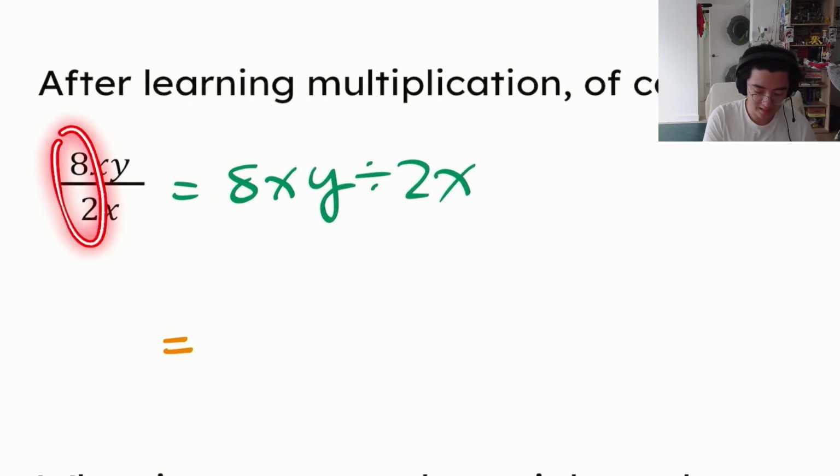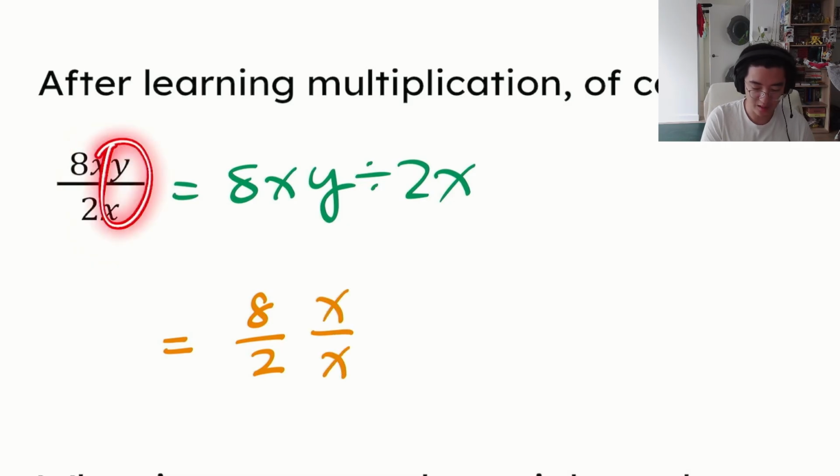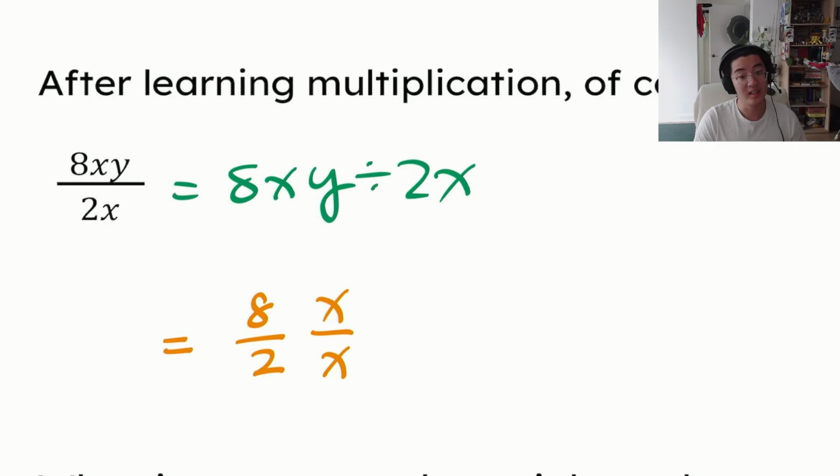So we got 8 and 2 here, so that's 8 divided by 2. And then we got x and x, so x over x. And then we got y by itself, so it's just y or y over 1, because there's nothing for y underneath. And we're going to multiply them together.